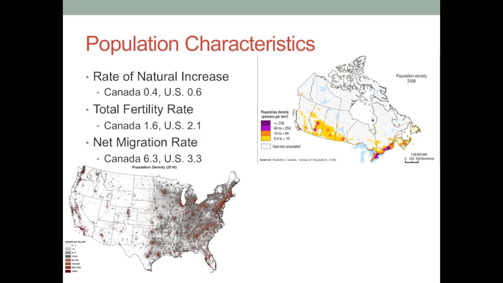Now, when we also talk about population change, one of the numbers that's very important is the rate of natural increase. And remember, we talked about this last time. The rate of natural increase is the ratio between the crude birth rate and the crude death rate. And anytime that number is positive, it means that the population is growing. The closer that number is to zero, the slower that rate of growth will be. So you notice that Canada has a rate of natural increase of approximately 0.4, and the United States has a rate of natural increase of approximately 0.6.